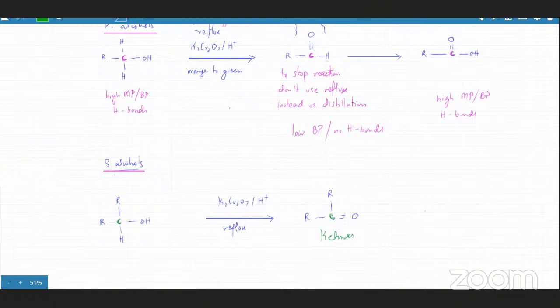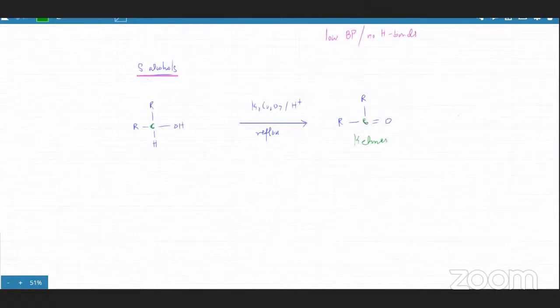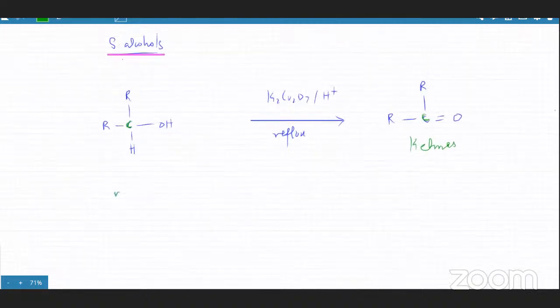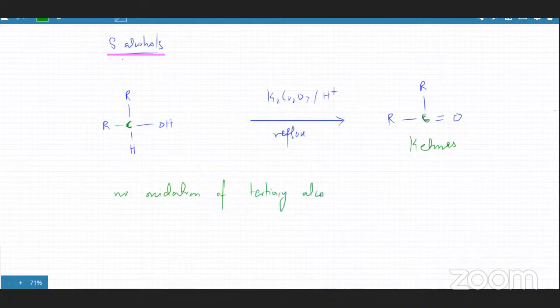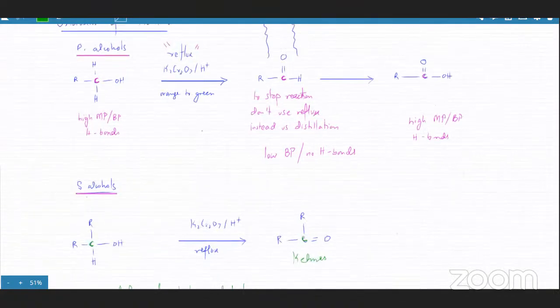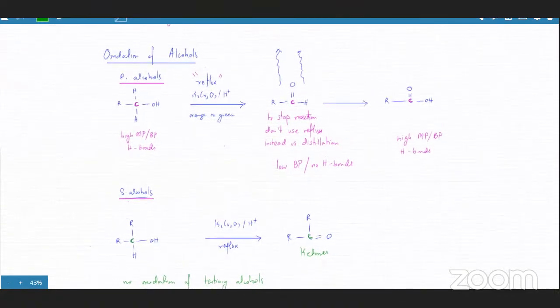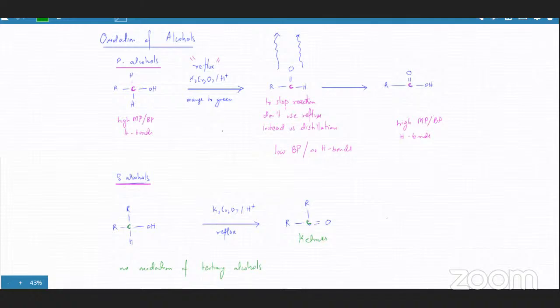And the tertiary alcohols, they don't get oxidized. They're resistant to oxidation. So no oxidation of tertiary alcohols. So this is all about alcohols and their oxidation: primary alcohols and secondary alcohols getting oxidized.